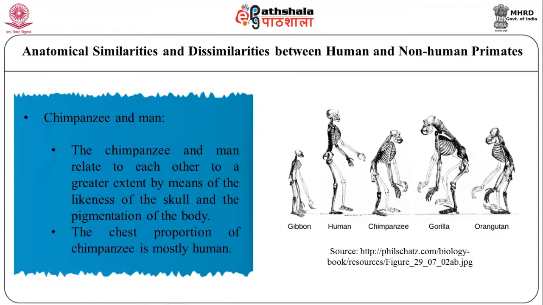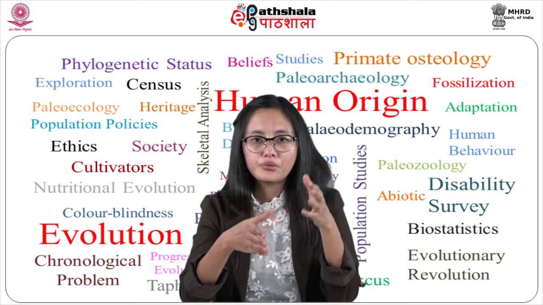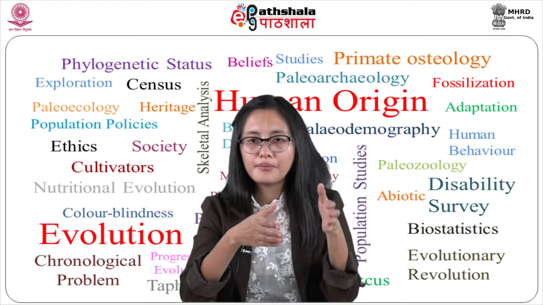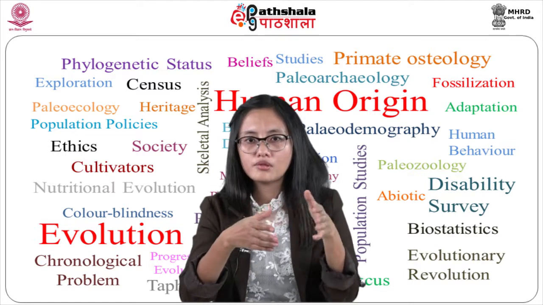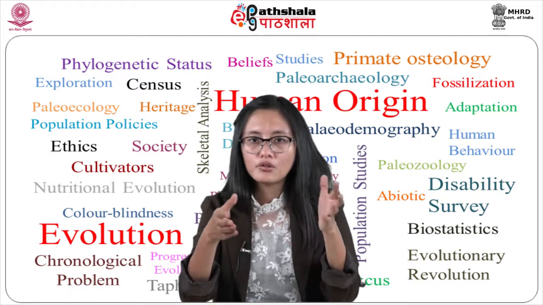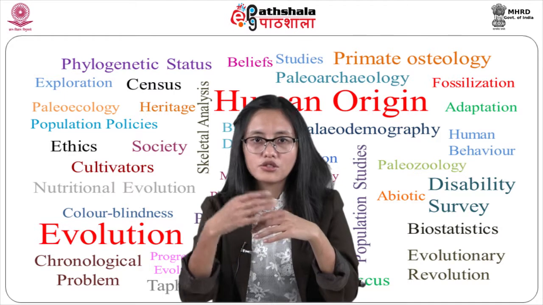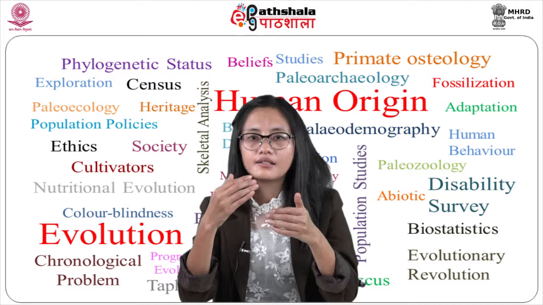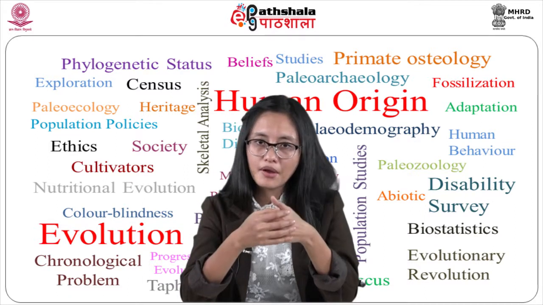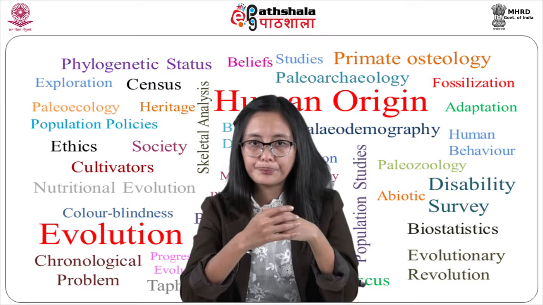The chest proportion of the chimpanzee is mostly human. Now orangutan and man. With respect to high forehead and the same number of pairs of ribs, the orangutan demands a closer relationship with man than all other apes. On the other hand, the 2 factors, the shortness and degenerate characters of the legs and the adoption of the feet for suspension, separate these 2 individuals from each other.